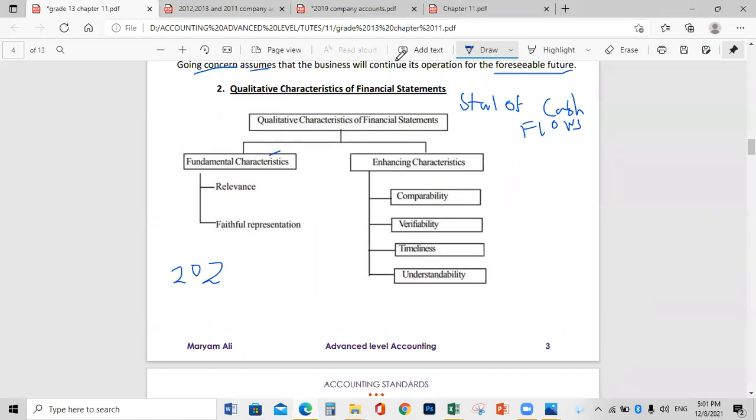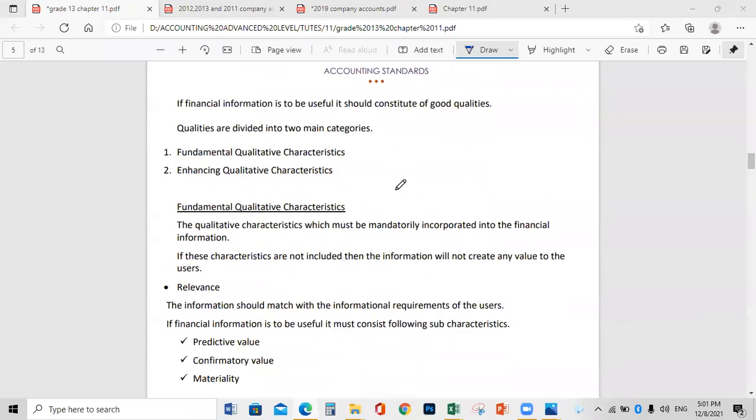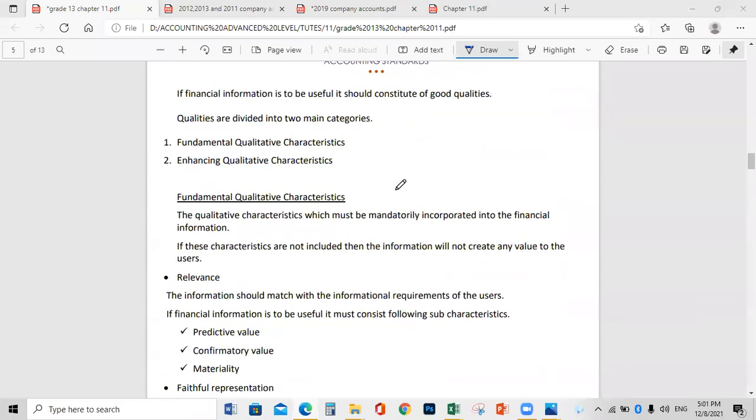It is divided into two: fundamental and enhancing. Fundamental is divided into relevance and faithful representation. Enhancing is divided into comparability, verifiability, timeliness, and understandability. Why am I not explaining it? Because we will be going one by one now.